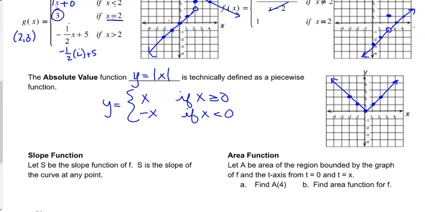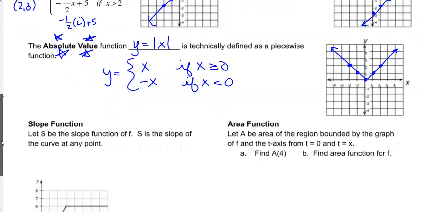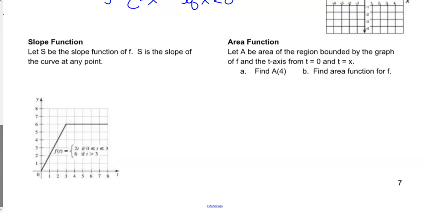So we do have a piecewise function here. It is one that you probably want to remember, because we do often break down some absolute values, depending on which side we're coming in around that vertex. Okay? All right. These two are some good function work with piecewise.